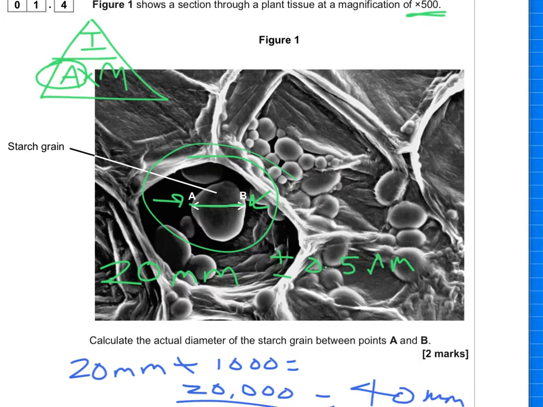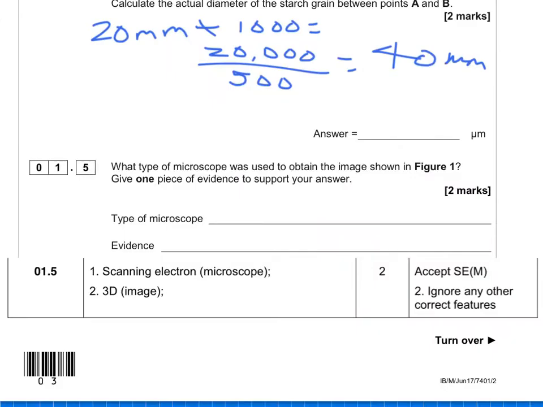Magnification, it's not all that high, so that would include a light microscope, but it's not a light microscope because you can actually see that there are 3 dimensions within that image. You can see a 3-dimensional image, so it must be a scanning electron microscope. Notice in the mark scheme they will allow you to put SE or SEM.